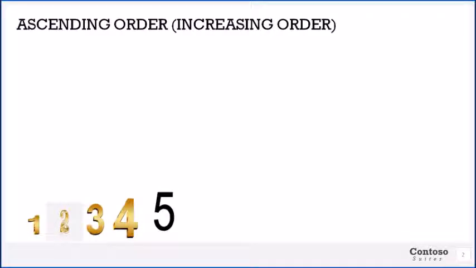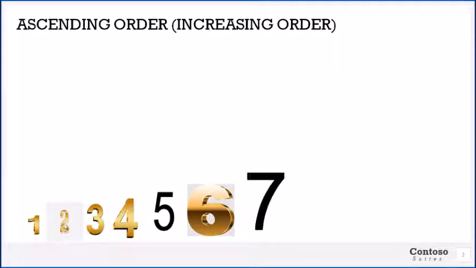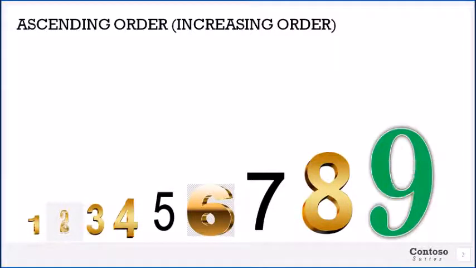When we add 1 with 4, we get 5. When we add 1 with 5, we get 6. When we add 1 with 6, we get 7. When we add 1 with 7, we get 8. And when we add 1 with 8, we get 9. So this is the increasing order. This is the ascending order of the digits which we have.